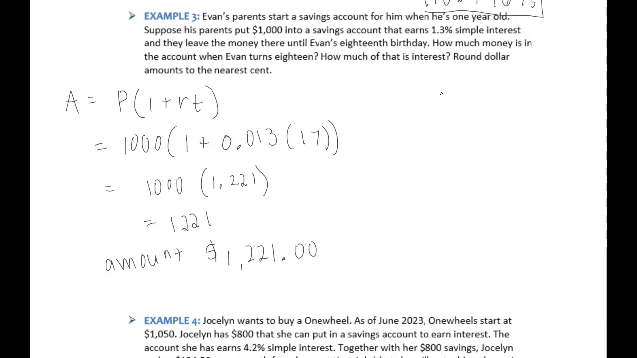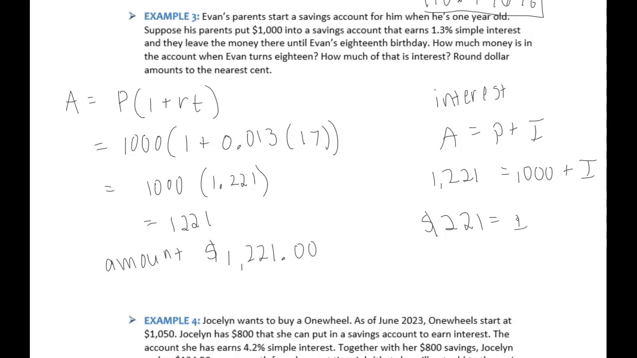Okay, so then how much of that is interest? So the interest earned, again, I will use this formula that the future amount is equal to the principal plus interest. So this future amount of $1,221 is the principal of 1,000 plus interest, right? So to find the amount that is interest, I will subtract 1,000. You'll find the difference. So $221 of that is interest.